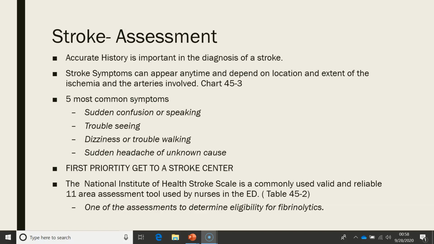But I did just kind of want to go over a little bit of that with you, but I won't test you on that. I will test you on the 5 most common symptoms of a stroke. I will test you on knowing that the first priority is to get a patient to a stroke center, and that there is a scale that looks at 11 different areas, not necessarily what the individual areas are, but that there is a special scale that is used by nurses in the emergency department, and it is one of the assessments to determine if a patient is eligible for fibrinolytics to see if they can reverse the effects of the stroke.